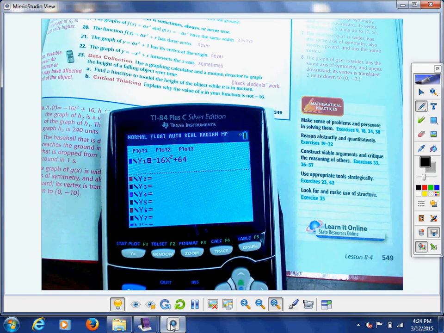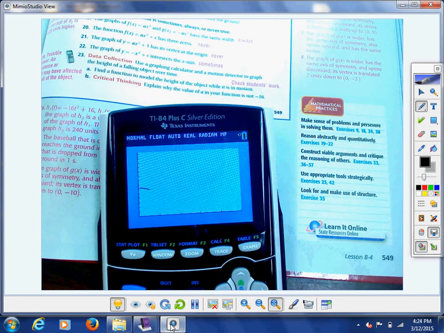Okay? Now I'm going to arrow down and I'm going to go to the y2. That's going to show up red. And I'm going to do -16x squared plus 144. So there's my two equations. I've already set the window, how I want it to look, and now I'm ready to graph it. So we're going to press the graph button and watch it go.